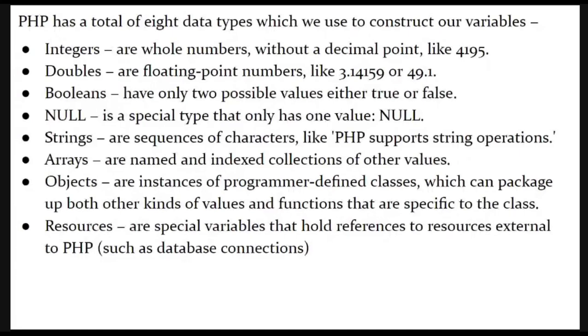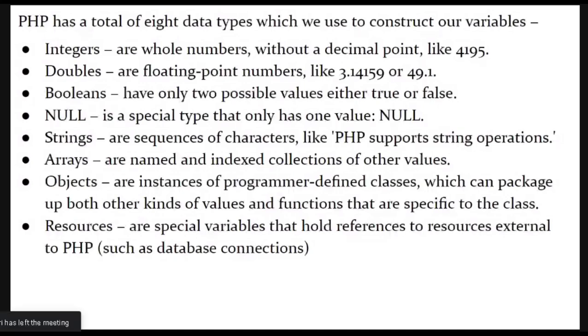Now moving on to the first data type: integers. What do integers do? Integers are always whole numbers without a decimal point, like 4195.